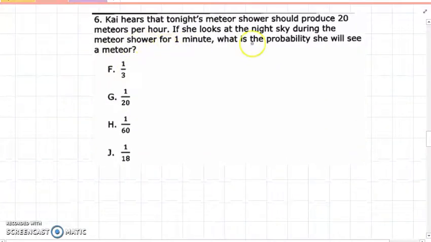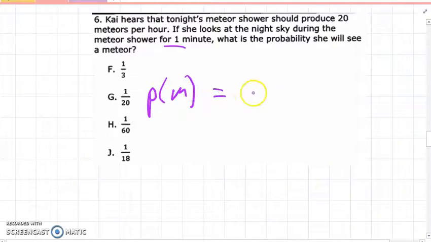Kai hears that tonight's meteor shower should produce 20 meteors per hour. If she looks at the night sky during the meteor shower for 1 minute, what is the probability that she will see a meteor? So the probability she'll see a meteor in the first minute. So a meteor. Well, how many minutes in an hour? There's 1 hour is equal to 60 minutes.